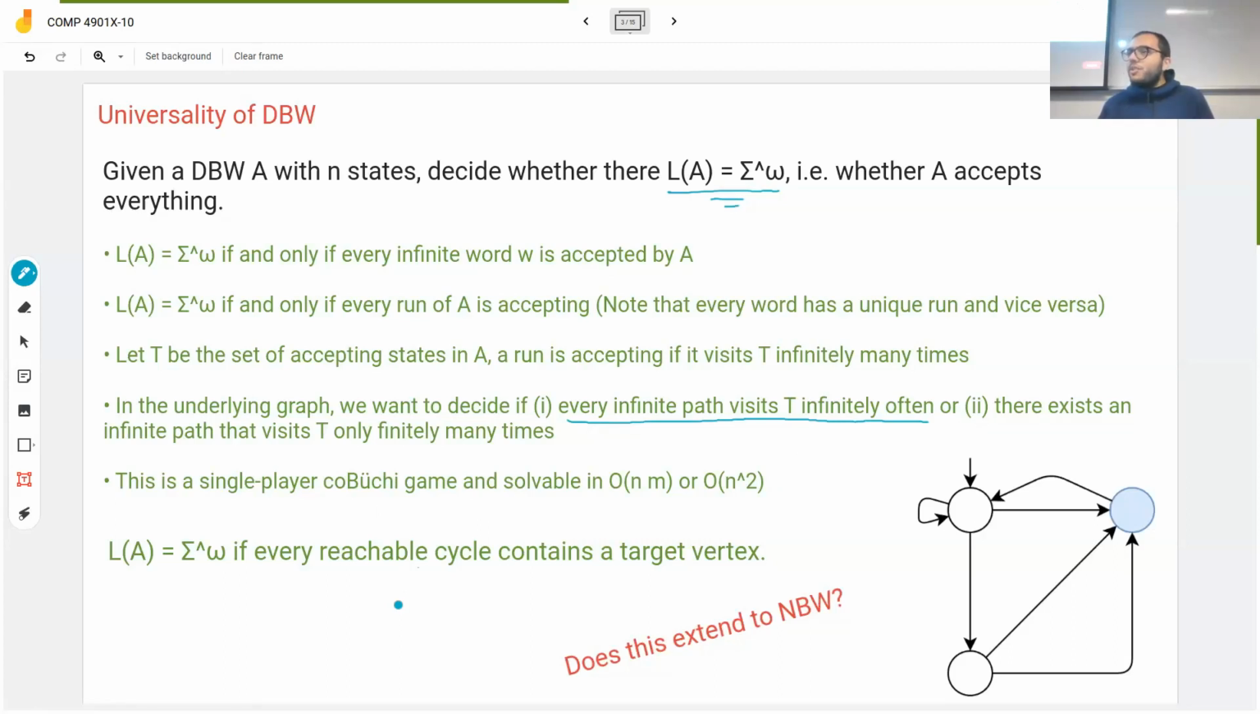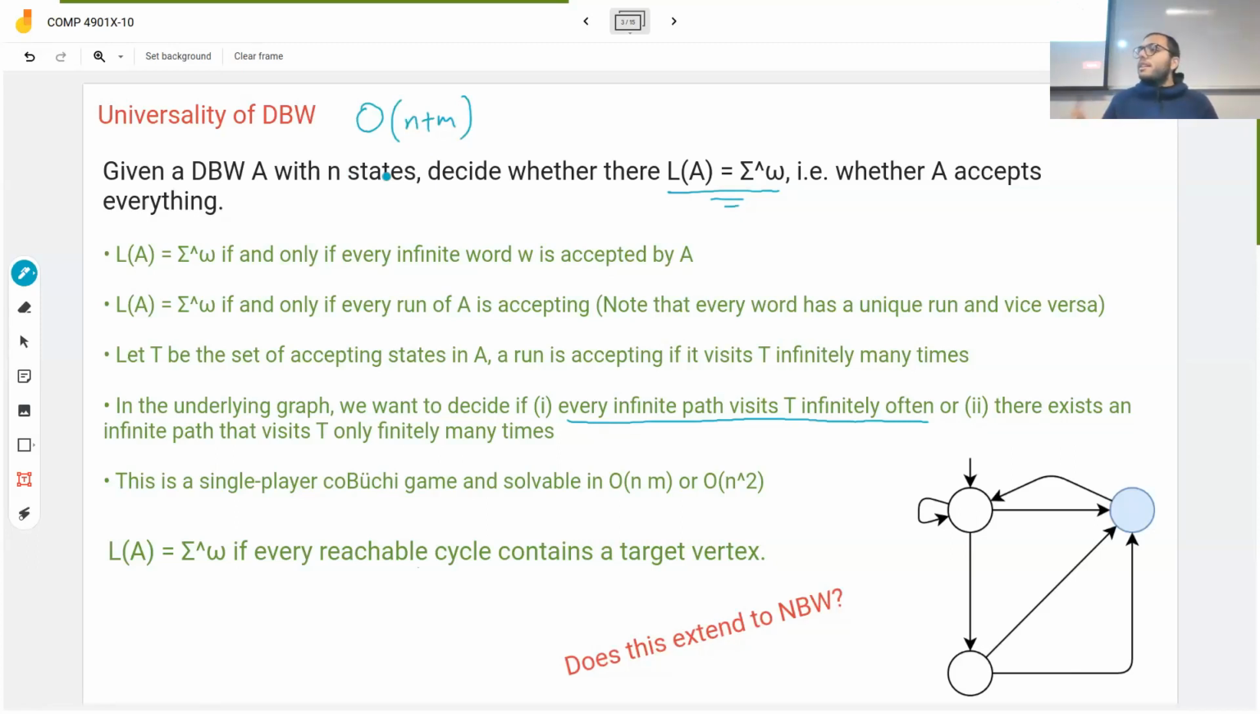Again, just like before, I first remove the part of the graph that is not reachable. Just do a DFS, get rid of the non-reachable part. So now the question is, do all of your cycles have a blue vertex in them? Okay, remove the blue vertices, check if you have any remaining cycles. Right? You just delete them, and checking if you have a cycle is also another DFS. So again, you can solve this in linear time. So universality of deterministic Büchi automaton can be solved in linear time.